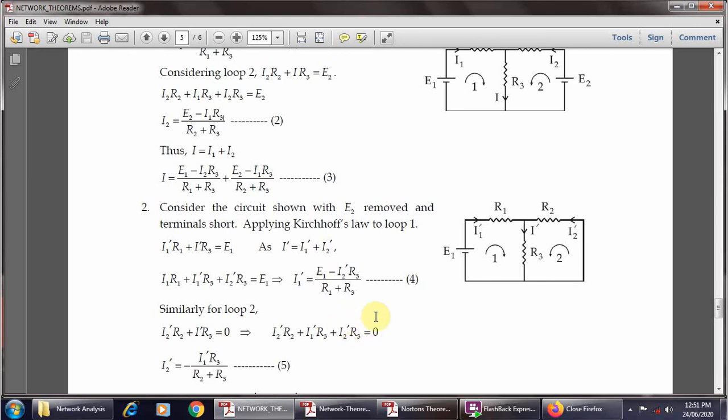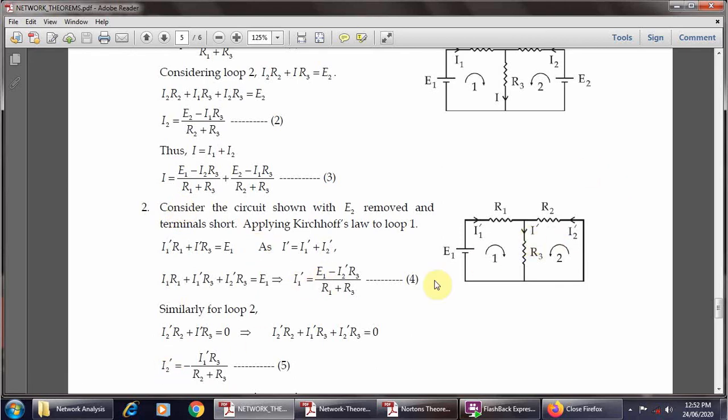If it is moved from LHS to RHS, its sign changes from plus to minus. Therefore I2 dash is equal to minus I1 dash R3 upon R2 plus R3. This is the equation for I2 dash. The aim here is to calculate I1 dash and I2 dash.